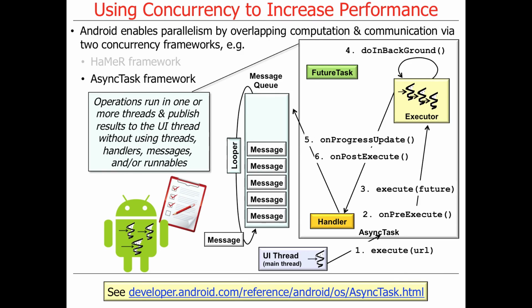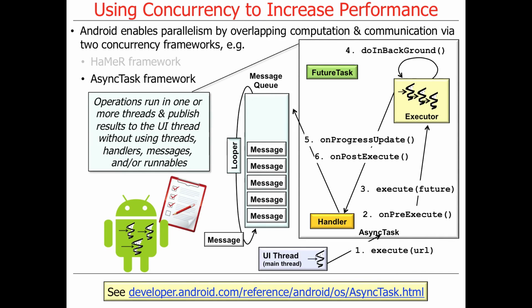Another framework that Android supports is called the AsyncTask framework. This framework is a little bit higher level. It's a little bit more object-oriented. The patterns that it implements are a little bit more advanced and sophisticated than the HaMeR framework. The key idea with the AsyncTask framework is you can have operations that run in one or more threads and publish the results to the UI thread without having to understand threads, handlers, messages, or runnables. All these lower level mechanisms that you have to understand in order to use the HaMeR framework are encapsulated and abstracted into a nice object, what's called a wrapper facade, that hides all those details from you.